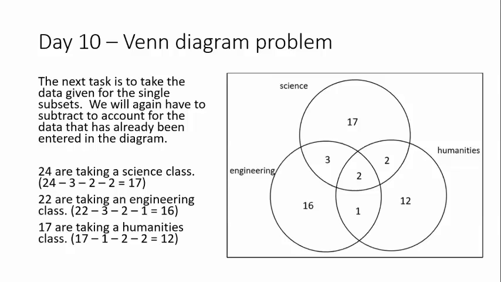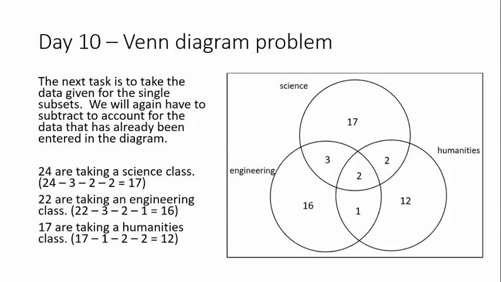We do the same thing with the engineering students. There are 22 taking an engineering class. So here we have engineering, and we have to subtract 3, 2, and 1. These numbers are in the engineering ring, right? So we'll subtract 22 minus 3 minus 2 minus 1, and that leaves 16, which we'll put in the portion of the engineering ring that is not in any intersection.